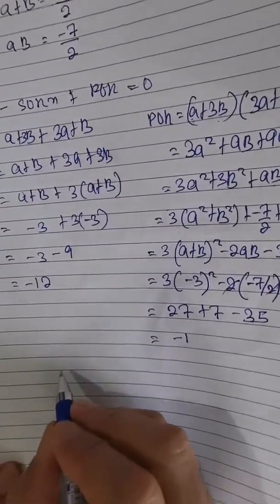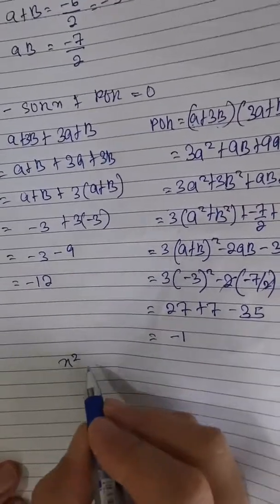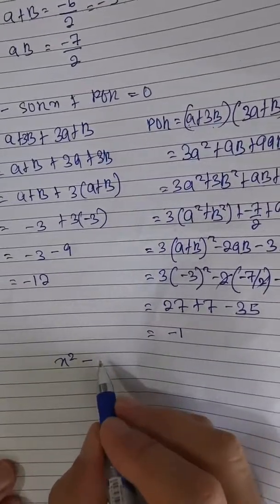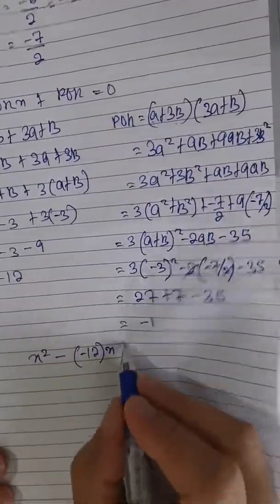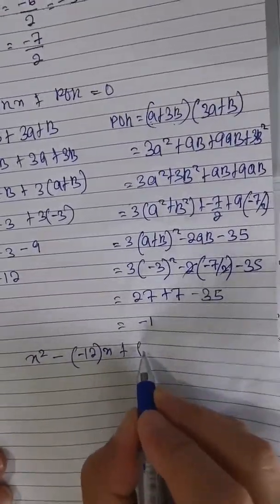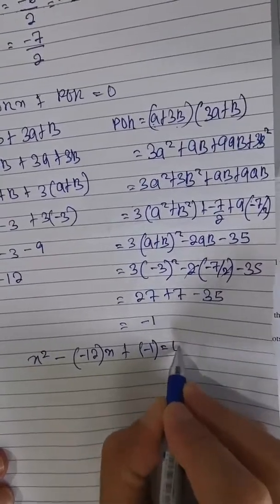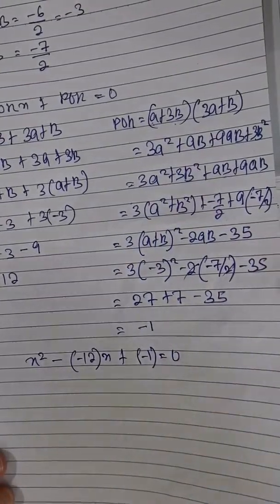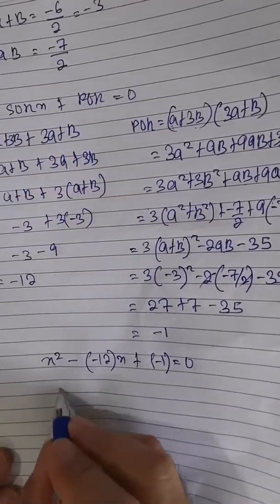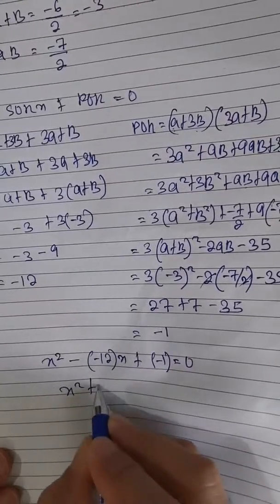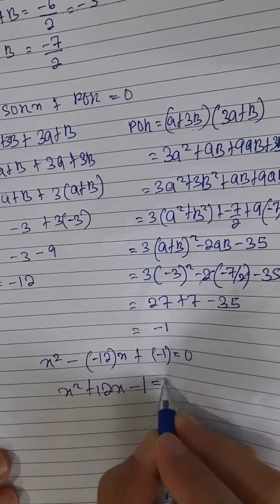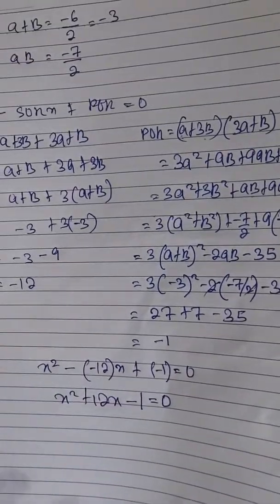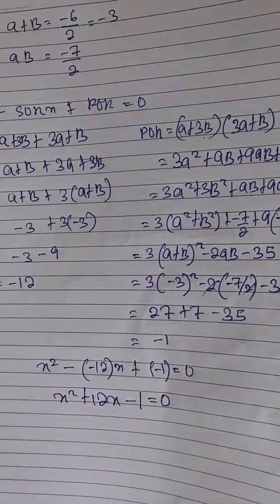Therefore, the equation will be x squared minus the sum of roots, negative 12x, plus the product of roots, plus negative 1, equals 0. Simplifying the signs: x squared plus 12x minus 1 equals 0. So that's the answer for number 3C.